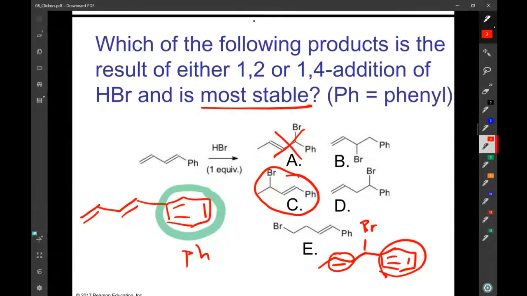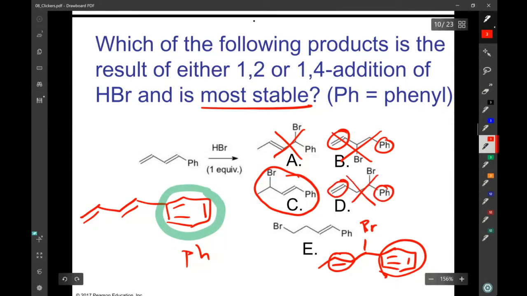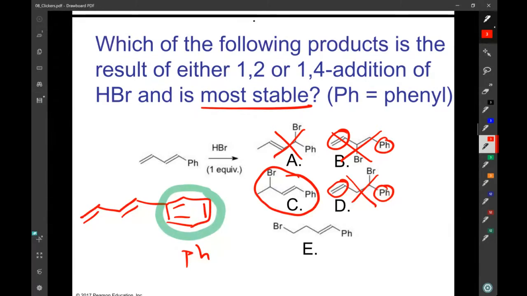If you look at B, it will be the same problem. The double bond is very far from the ring, so they cannot be in conjugation. Same thing with D. The double bond is far away from the ring. So that's how we eliminate A, B, and D, because they can never be the most stable. And so we reduce the choices to C and E.